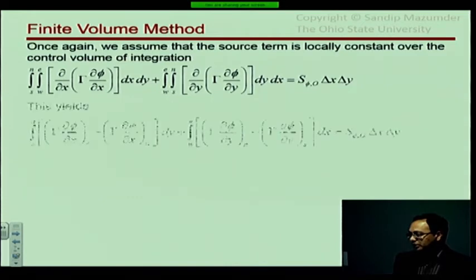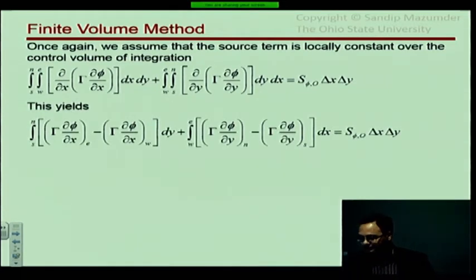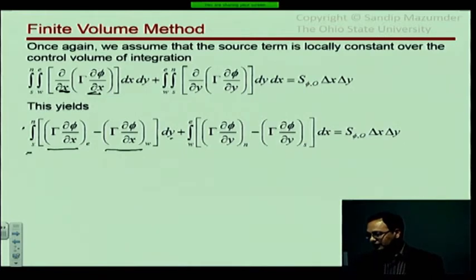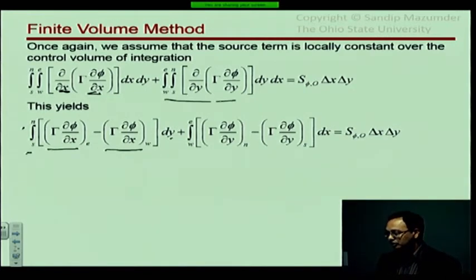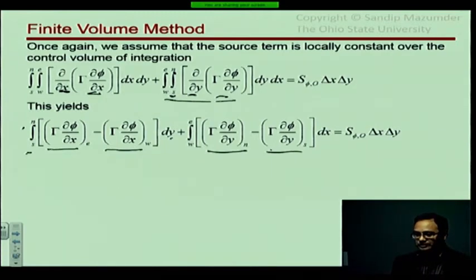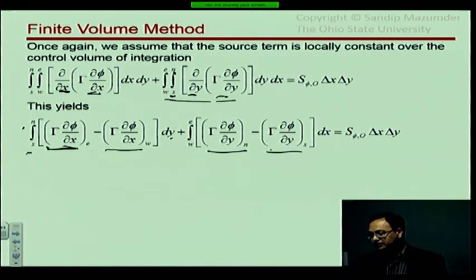We are going to integrate. So first, this one is a perfect differential, so this can be written as gamma dφ/dx at east minus gamma dφ/dx at west, and we have the south to north integral in dy still there. Then here I reverse the integration order. I've done south to north first, and therefore this is a perfect differential in y. I get gamma dφ/dy north minus gamma dφ/dy south, and then the west to east integral stays intact.